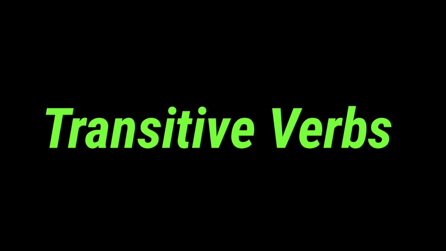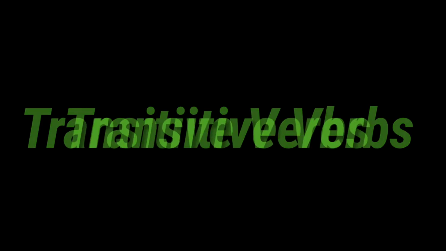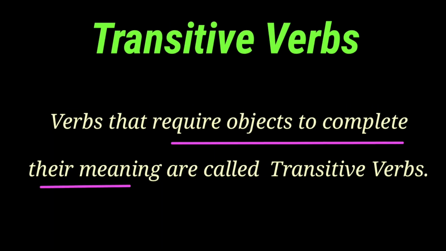First one is transitive verbs. What are transitive verbs? Verbs that require objects to complete their meanings are called transitive verbs. The action done by the subject is transferred to the object. The subject does something to the object.